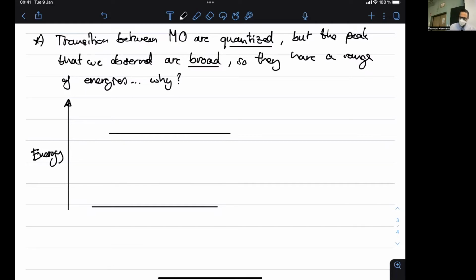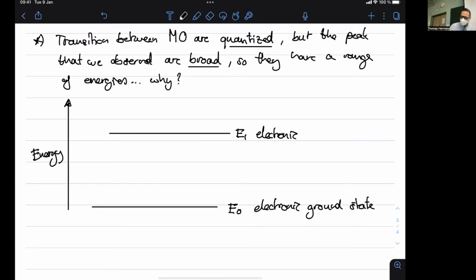Okay, so we have the ground state, and we have the excited state, right? Electronic excited state. Okay, so if we would just look at this transition, it would be super quantized, super exact, only one energy.